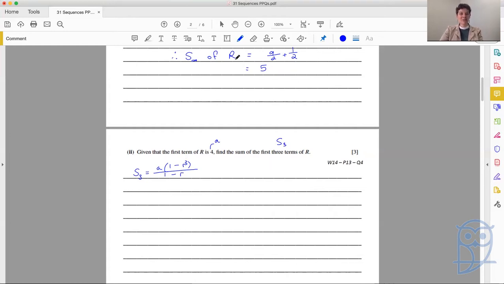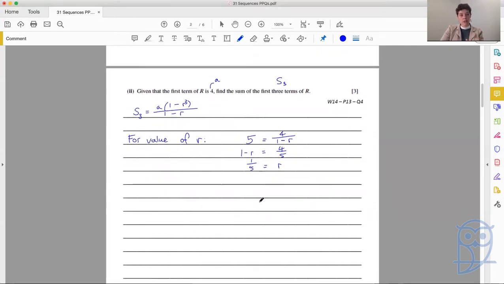But we've got the sum to infinity, so we can work backwards to the r. So, for value of r, we know that 5, the sum to infinity, equals a 4 over 1 minus r. So 1 minus r equals 4 over 5, and r equals 1/5. So now we've got the a, we've got the r, we can go ahead and plug in to calculate that sum of the first three terms.